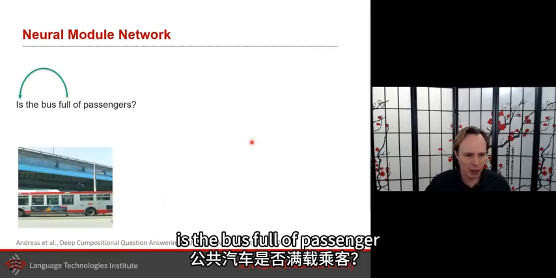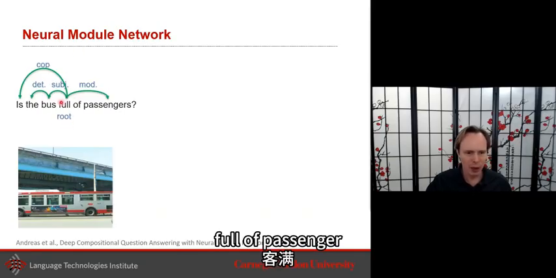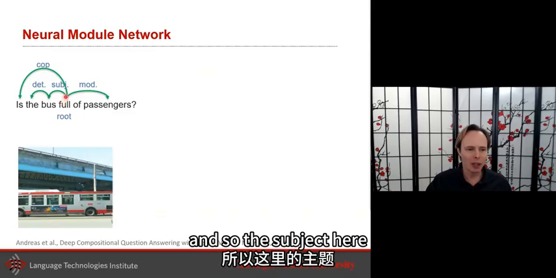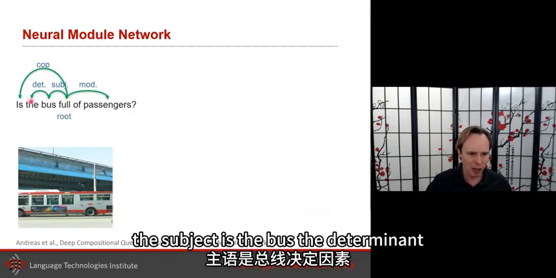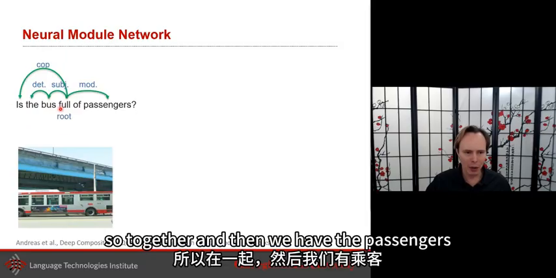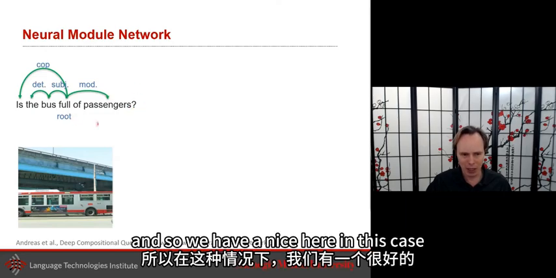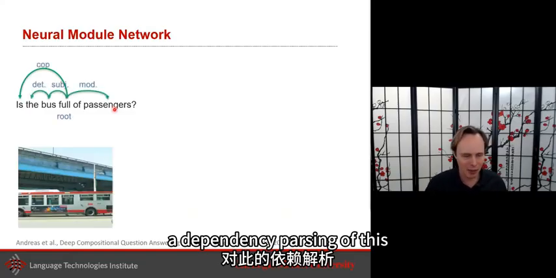Is the bus full of passengers? So the verb is the root, the subject is the bus, the determiner, and then you have "is full" together, and then we have the passengers. And so here in this case we have a nice dependency parsing of this.